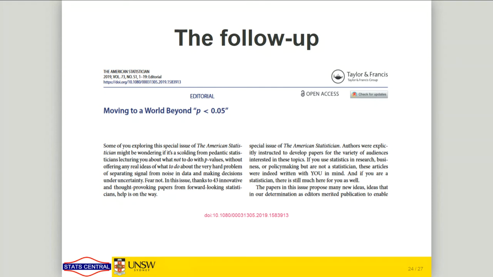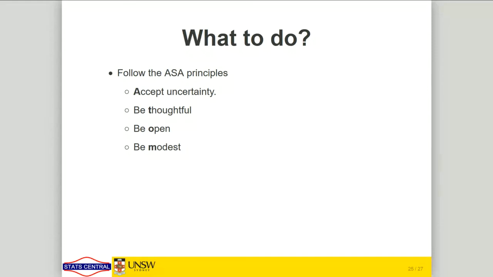So this was part of a special issue of the American Statistician, which was called Statistical Inference in the 21st Century, a World Beyond P less than 0.05. It's permanently open access. It's got 40 articles in it with suggestions on what you should do about this issue. So I recommend checking it out if you've got the time. But what did they say? They condensed their do's into 4 things, which were summarized with the mnemonic ATOM. So accept uncertainty. Just know that a p-value is not going to give you a definite answer. Be thoughtful, be open, be transparent, and be modest.